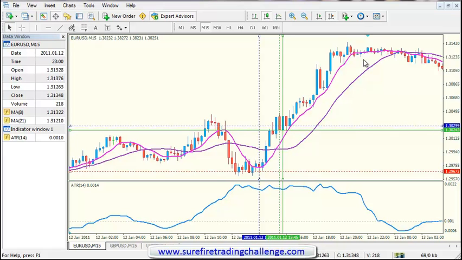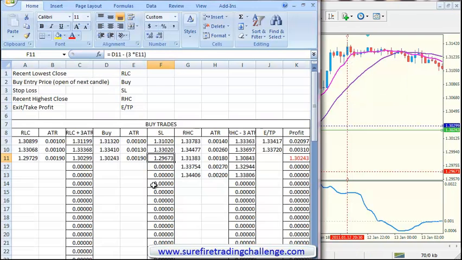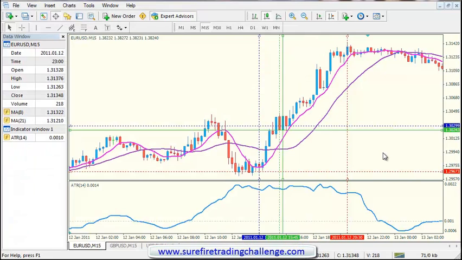And so if you can see over here, we have a cross of the SMAs. So I will take this candle and base my exit on the closing of that candle. So I'll take the ATR reading from there, 0.0018, multiply it by 3, and deduct it from the closing price. And you can see over here, this is the highest close, and this is the ATR. And so 3 ATRs below the highest close is at 1.30843. Let's take a look.